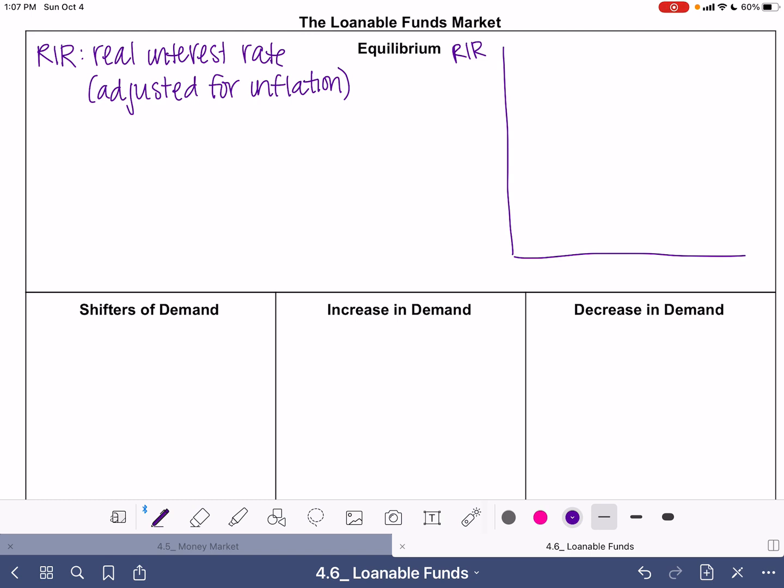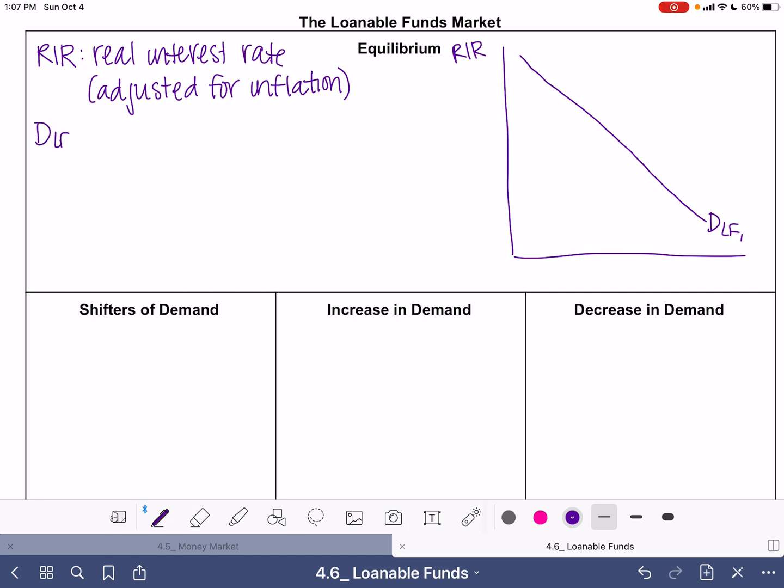When we take out a loan, we want to know what the real interest rate is. We want to know what our interest rate is actually going to be when we are taking out this loan. Or if we are a lender, we want to know exactly how much we are going to get in return from this loan.